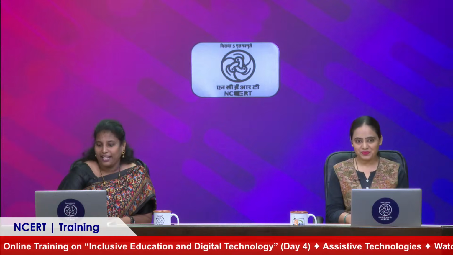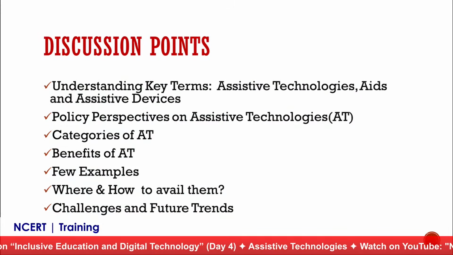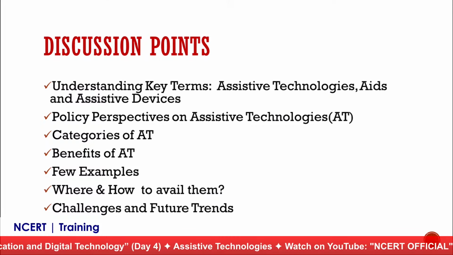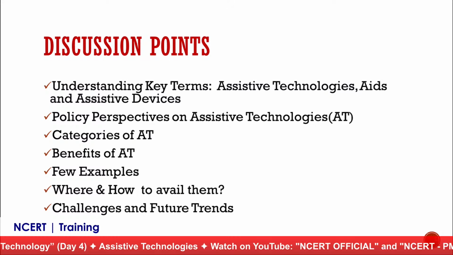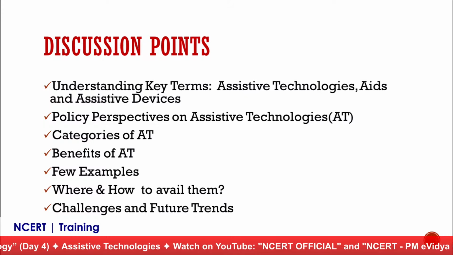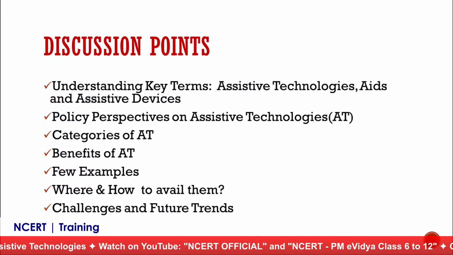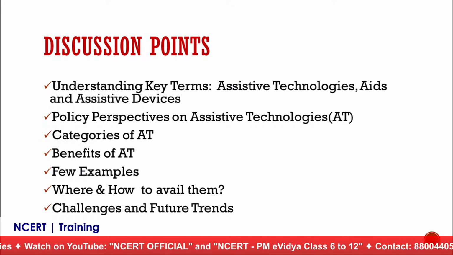I think let's dive into the topic. These are our main discussion points. Let us understand assistive technologies, aids and assistive devices, what the policy says, what types or categories of assistive technologies are there, how they benefit people in general, a lot of examples, and most importantly, where and how to avail these assistive technologies.